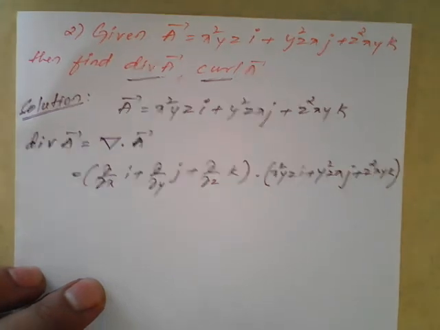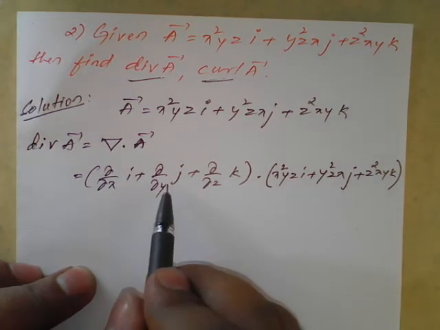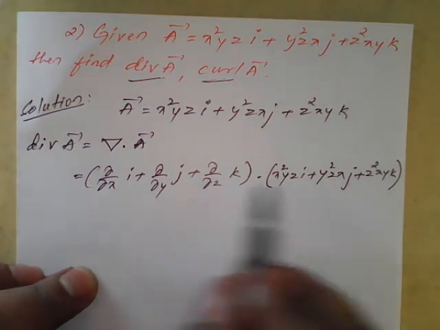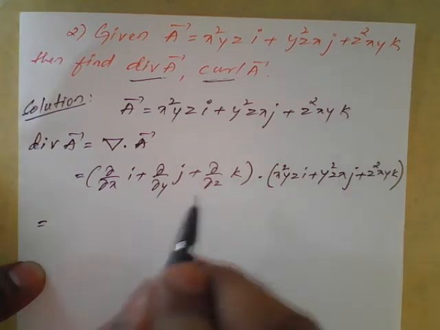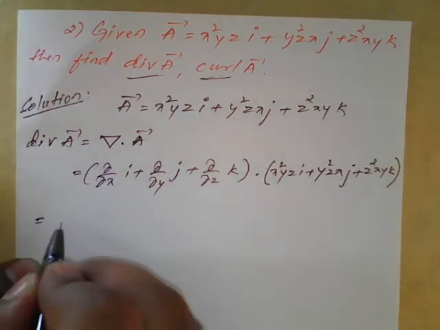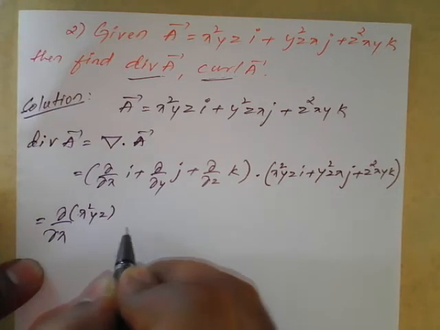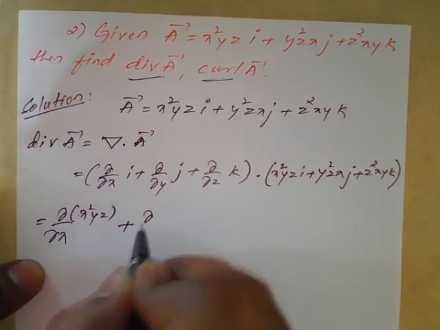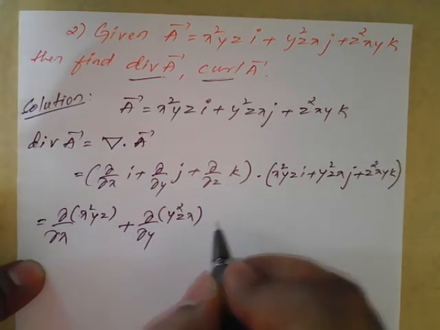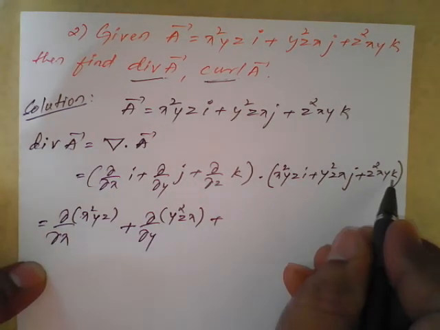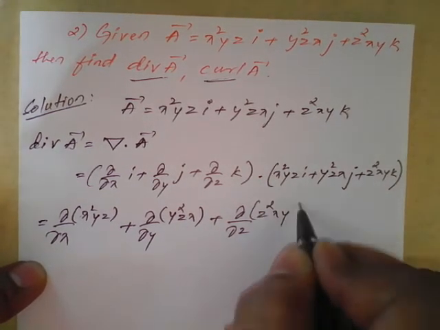With the help of this, we need to go for the dot product. I told you, in a dot product, the i term you multiply with the i term, the j term with the j term only, and the k term with the k term. On multiplying, i dot i becomes 1, j dot j becomes 1, k dot k becomes 1. Therefore it becomes dou by dou x of the first term, x square yz, plus dou by dou y of the second term, y square zx, because j dot j is 1, plus dou by dou z of the third term, z square xy.